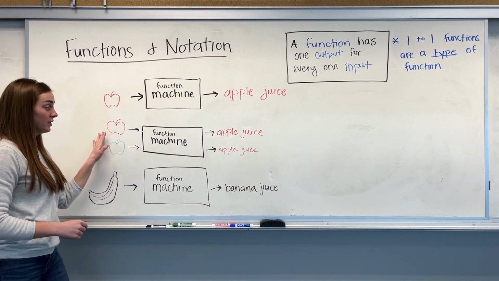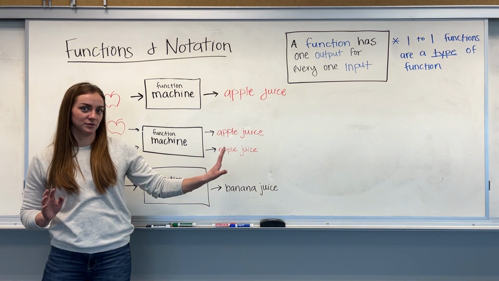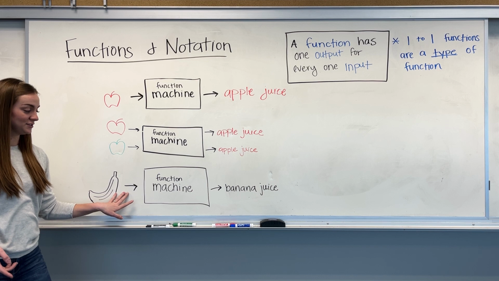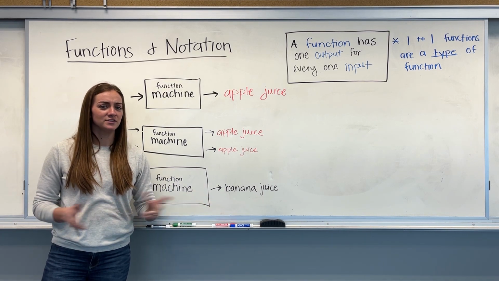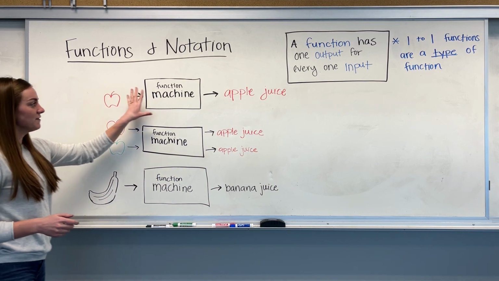So you could put in a red apple and get apple juice. You could even put in a yellow apple and still get apple juice. You could even put in a banana and probably get apple juice. But for this case, I'm just saying you put in a banana, you get banana juice. I've never had it, but if it exists, it's probably good. Anyway, that's how functions work.